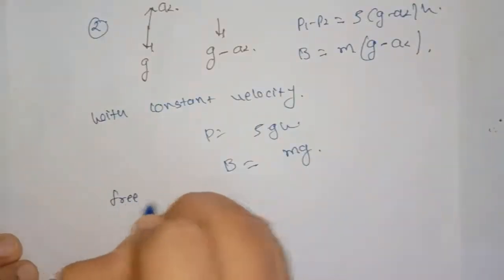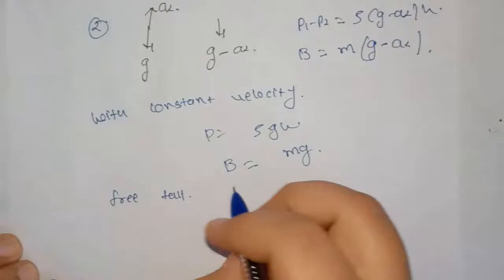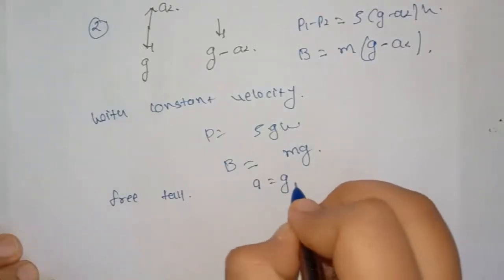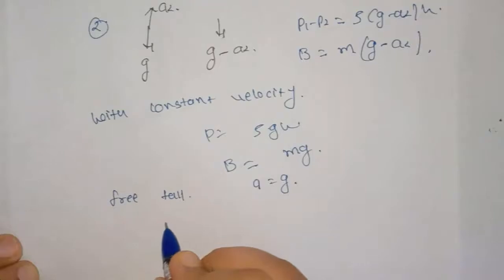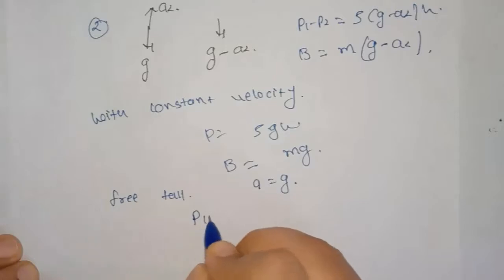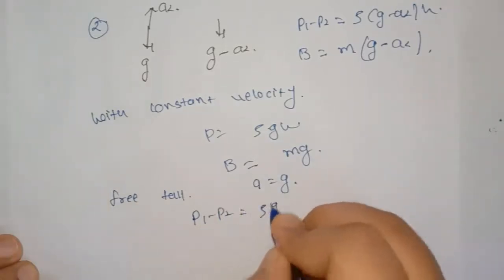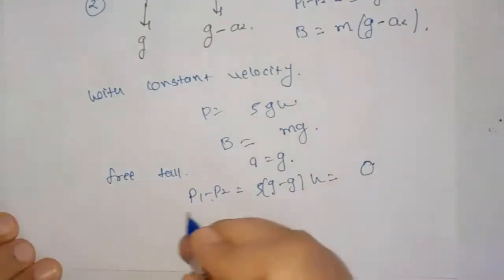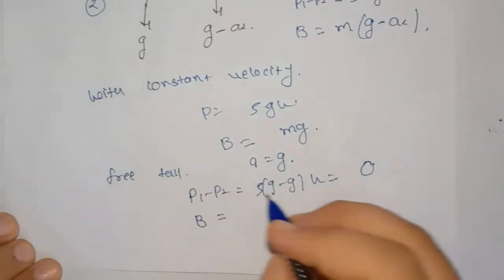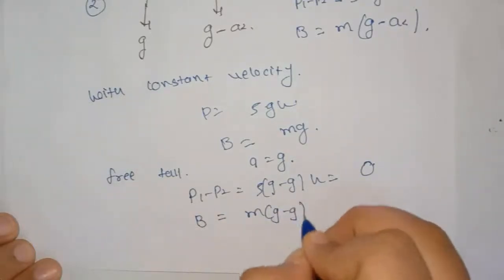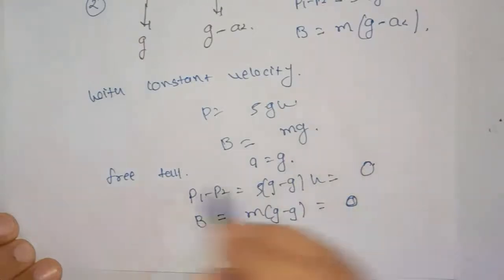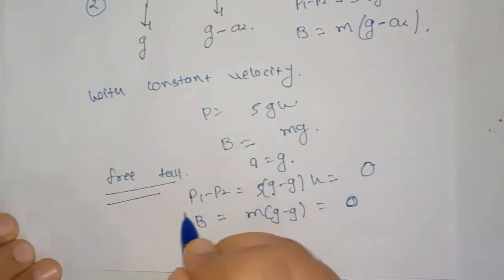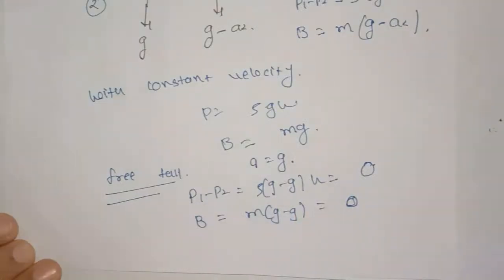In case of free fall, it is moving downward with acceleration a equal to g. So the pressure difference will be equal to rho into g minus g into h, that will be equal to 0, and buoyant force B is equal to m g minus g, that will also be 0. So in the case of free fall, pressure at all the points will be the same and the buoyant force acting on the object will be 0.